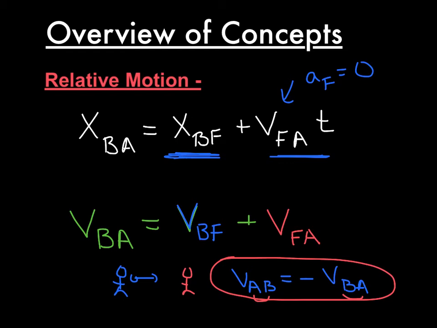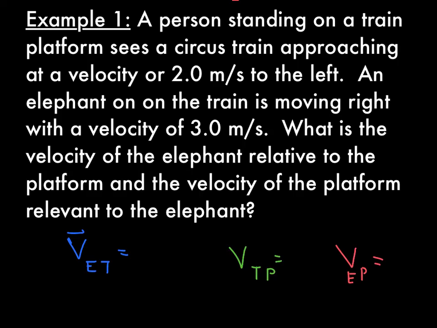So let's do a couple examples now. I'll let you pause this, read it, and then solve for what these are. So elephant to the train, this is 3 meters per second. The train to the platform is negative 2 meters per second because it's moving left. An elephant to the train, well, we need to solve for this. So how do we arrange this? Take a moment, try it, and then we'll see you on the next slide.